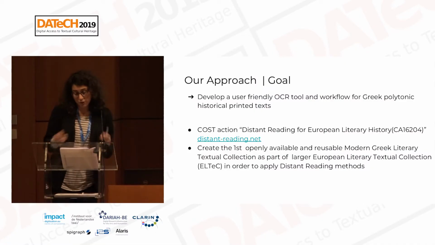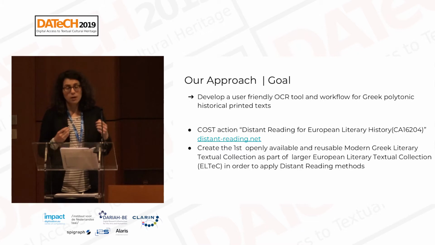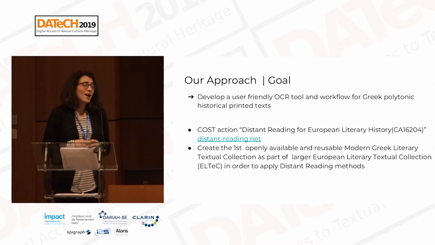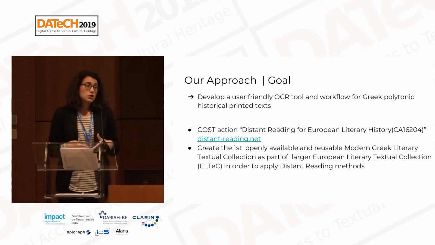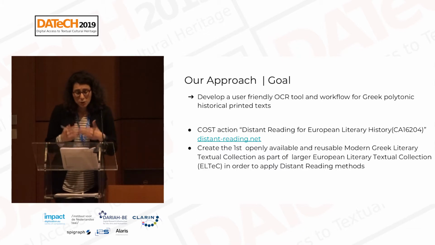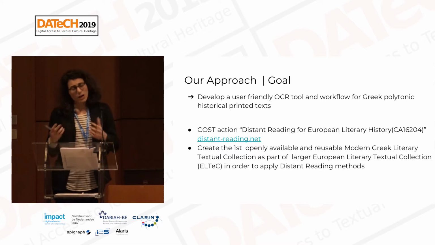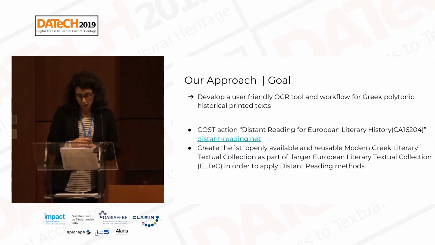But so, drawing expertise from document image processing, page segmentation, machine learning, and digital humanities, our goal is to develop a user-friendly OCR tool and workflow as well for Greek polytonic historical printed text. So this is very interdisciplinary work, and our team is also very interdisciplinary. We have computer scientists, linguists, philologists, digital humanists. The work is partially supported by the COST Action Distant Reading for European Literary History. And actually, it's a byproduct of this COST Action.